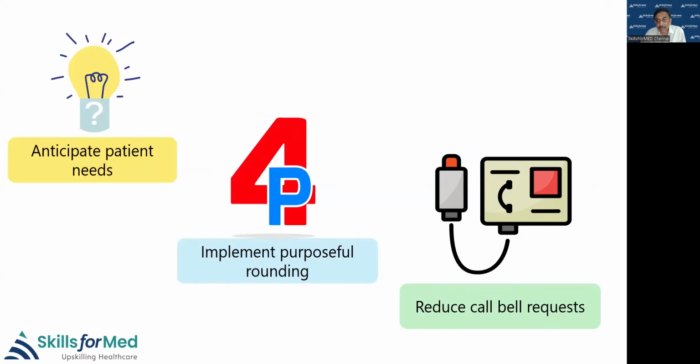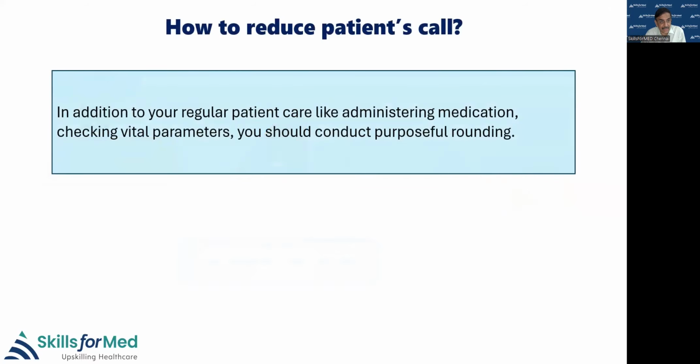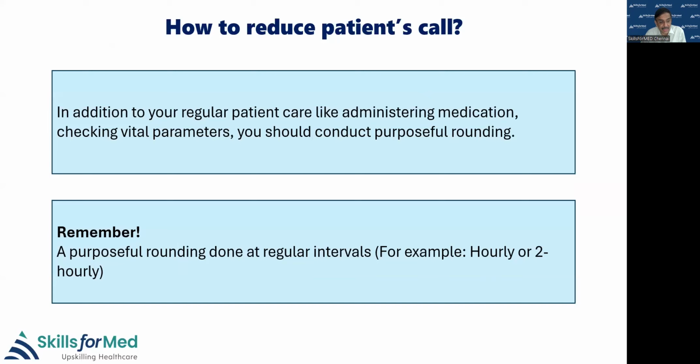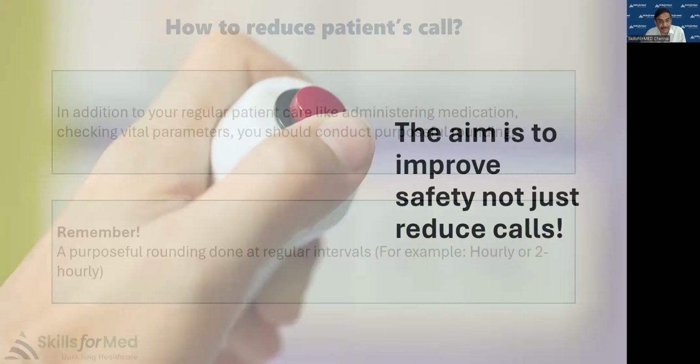Instead of that, purposeful rounding actually reduces call bell requests by a very good percentage. So it's very, very important to anticipate patient needs by implementing purposeful rounding, and that will in turn reduce the call bell requests. This again emphasizes that you have to do it at regular intervals. You can't call it purposeful rounding and do it erratically. It has to be scheduled and done at regular intervals.